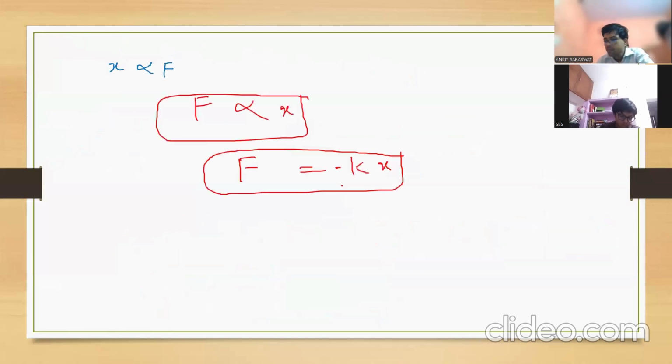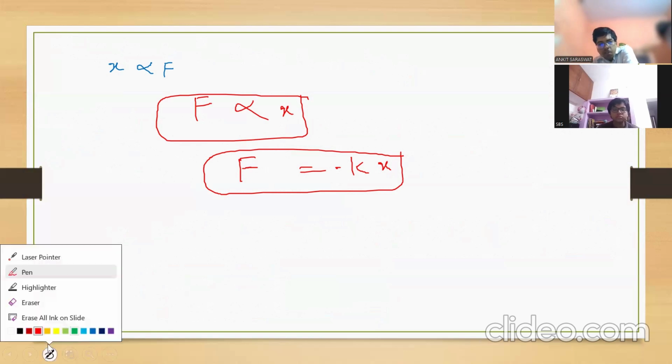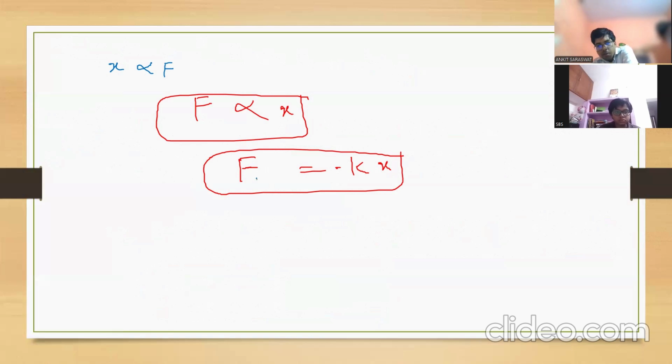Okay. So the spring force is known as F is equal to minus kx. This F is directly proportional to x, and actually this is the spring force, minus kx. Clear? So spring force is equal to minus k into x. External force is always opposite to the spring force.